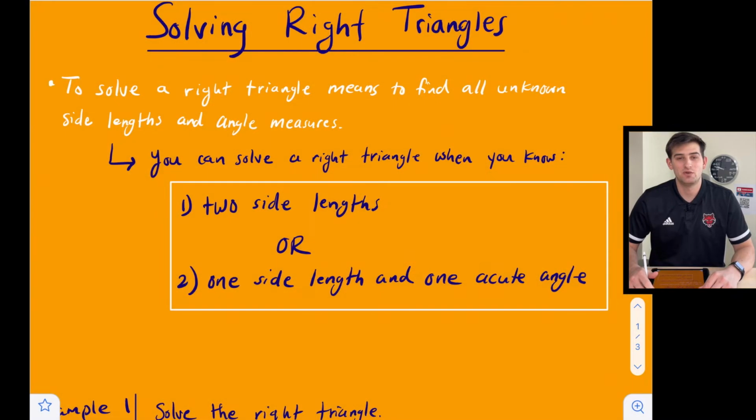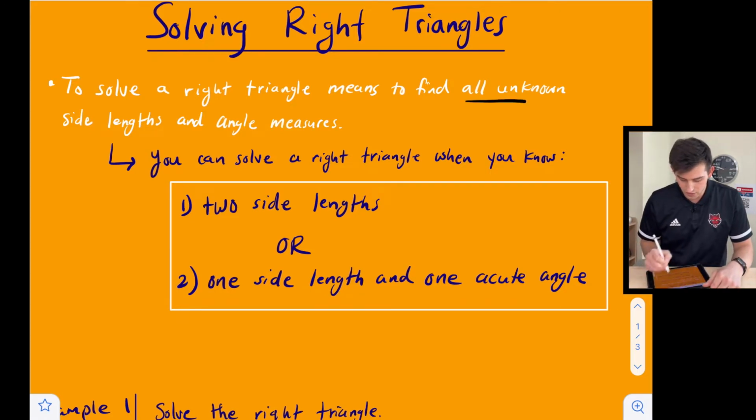Hello everybody, in this video we're going to talk about how to solve a right triangle. So first of all, what do we even mean by that? Let's read. To solve a right triangle means to find all unknown side lengths and angle measures.